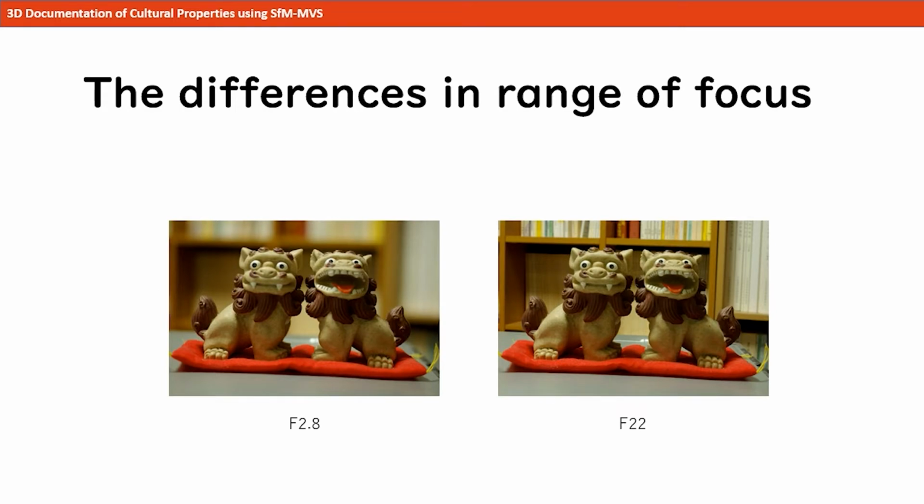Let's take a look at the differences in images per the aperture setup. The background with f2.8 may be blurry, but you can obtain a clear background with f22. In the case of shooting cultural properties, I recommend setting the aperture to the middle. If your camera has a range of f2.8 to f22, then set it up to the middle value, around f8 to f11, and take the picture.